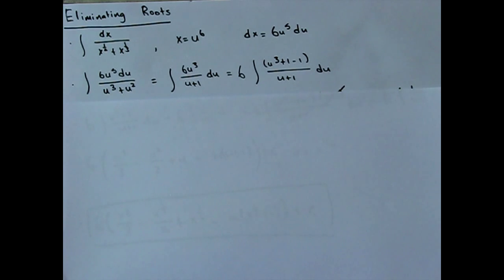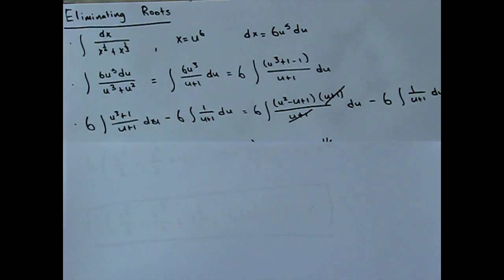Substituting that in, we get the integral of 6u to the 5th du over u cubed plus u squared, which simplifies to the integral of 6u cubed over u plus 1 du. This simplifies with the neat trick: 6 times the integral of the quantity u cubed plus 1 minus 1 over u plus 1 du. Factoring out the 6, you get 6 integral of u cubed plus 1 over u plus 1 du minus 6 integral of 1 over u plus 1 du, which is equal to 6 integral of the quantity u squared minus u plus 1 du minus 6 integral of 1 over u plus 1 du.